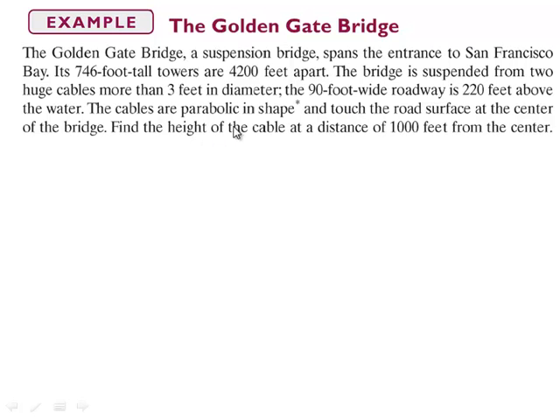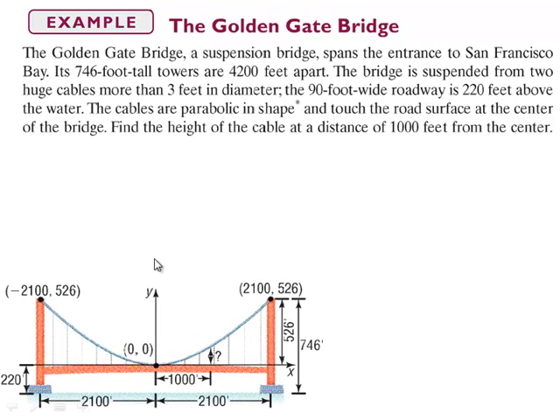So, we're going to take a look. Imagine you were standing right where the cable comes down and hits the road and goes back up again. Imagine from that location you were to walk 1,000 feet down the bridge and you were to look up. How high would that cable be? So let's take a look at what the picture tells us here.